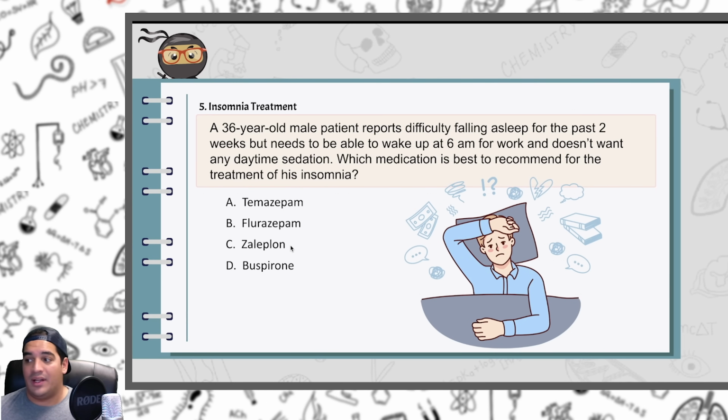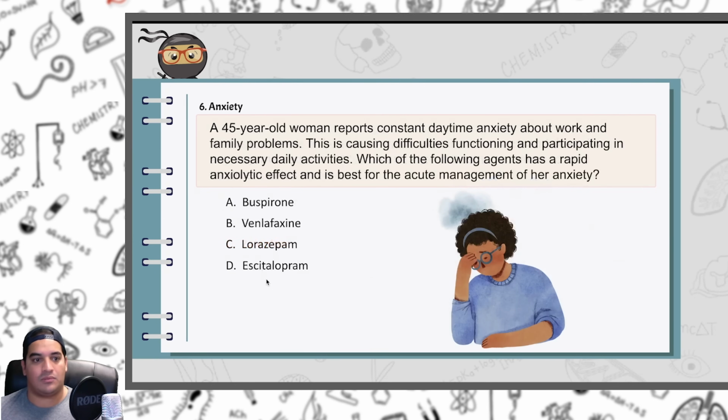Zaleplon is definitely going to be the shorter acting one. This is great for sleep induction, and then it won't linger around and cause a lot of daytime somnolence. So Zaleplon is definitely going to be the best option in this particular scenario. So I would go with that one, and that is, again, one of the Z drugs. Whereas these ones, they're going to have a little bit more of a lingering effect in the morning, especially Temazepam and Lorazepam. Buspirone's not even a good option.